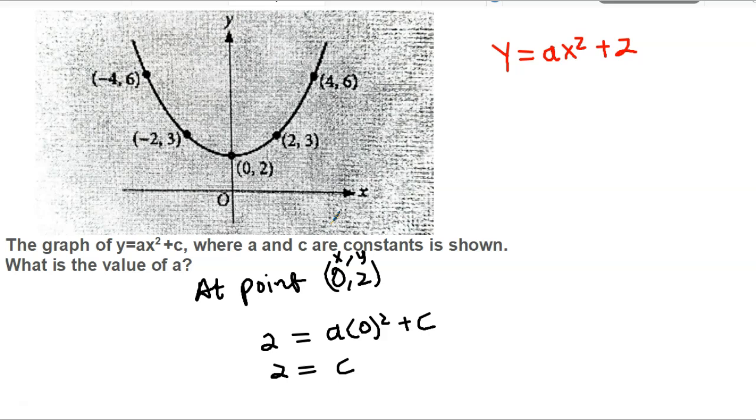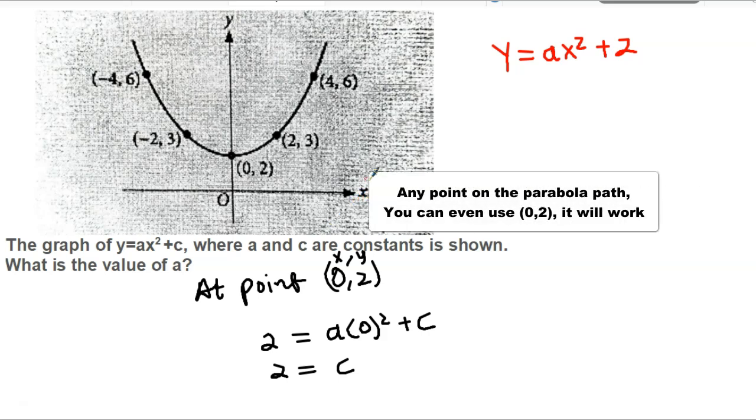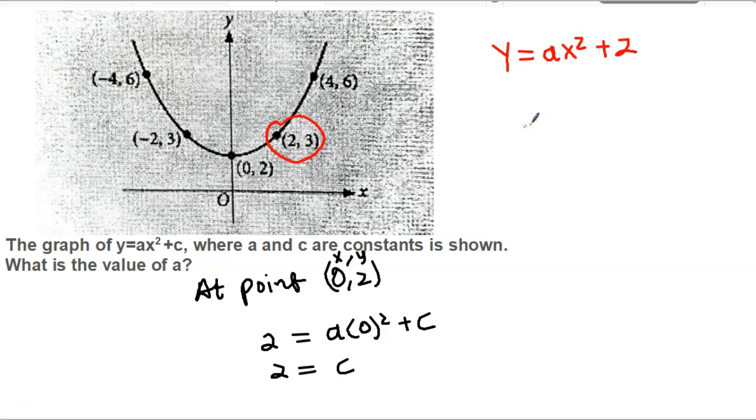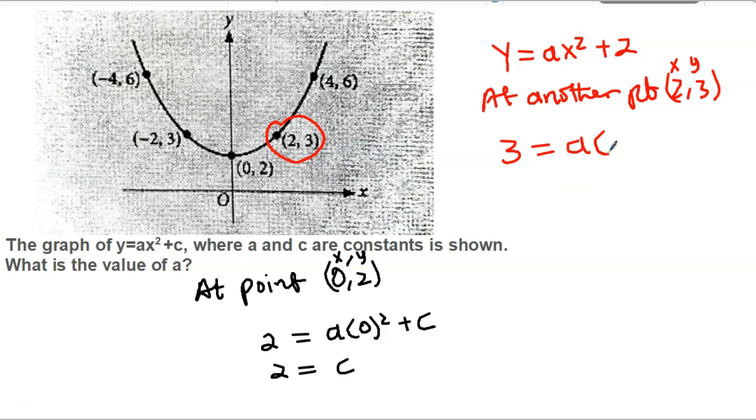After our new equation, we can pick another point. Pick any reasonable point. I will go ahead and pick this one, because it's positive and the numbers are small. You can pick any point, you will get the same answer. So at another point (2, 3), where this is x and this is y, we get 3 equals a times 2 squared plus 2. We bring the 2 over because all of them are constants, so it becomes 3 minus 2 equals a times 2 squared, and 2 squared is 4. We get 1 equals 4a.